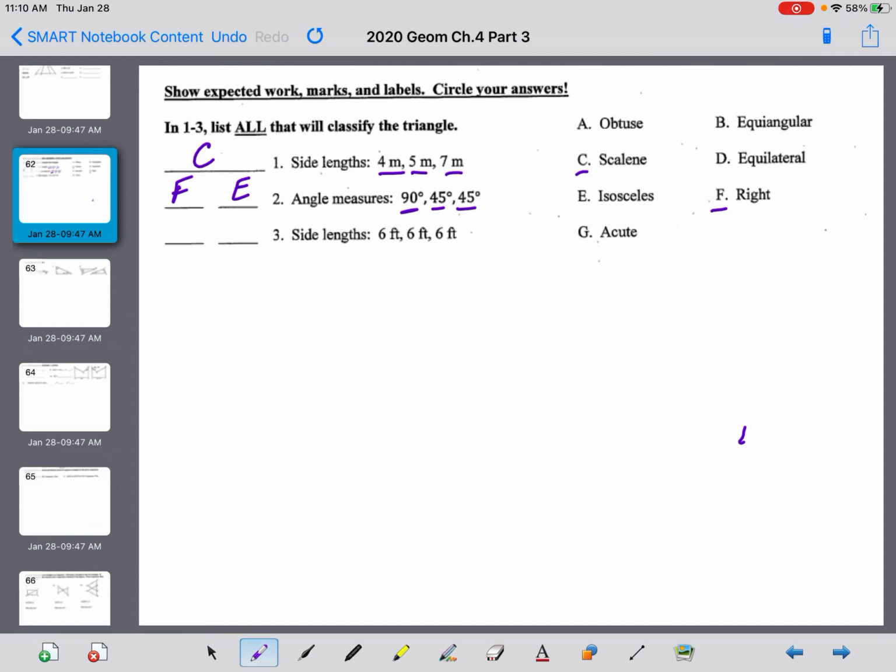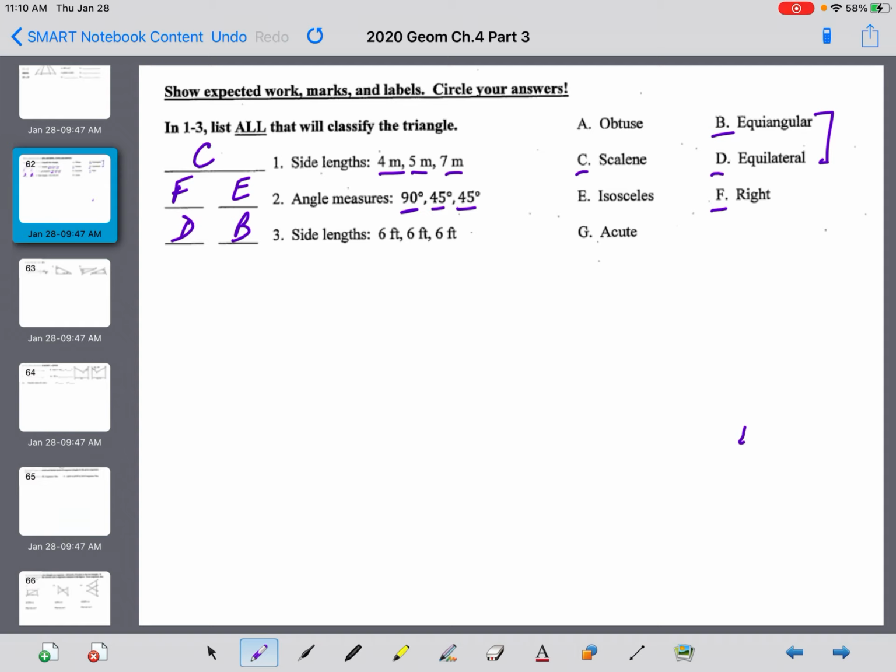And the last one here, 6, 6, 6. All right. 6 feet, 6 feet, 6 feet for the side lengths. That means it's equilateral. So that's a D. And it's also equiangular. It's a B. All right. So D and B, all equilaterals are equiangulars. If you can use one of these, you can use the other one.